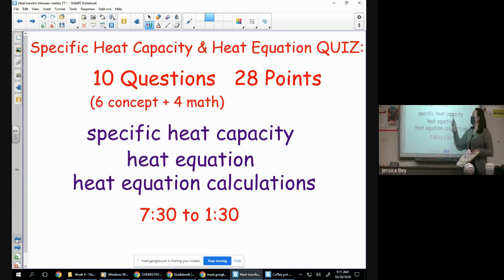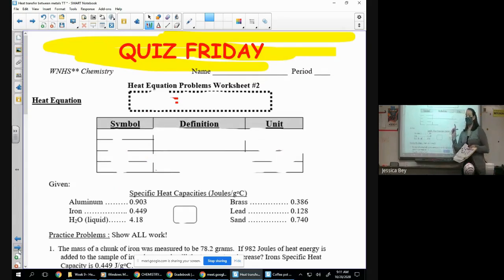I wrote it yesterday. It's 10 questions. 6 of them are concept questions and 4 of them are math. So we're going to concentrate on the math today. So you have to know what specific heat capacity is. You have to know the heat equation, the variables, all that kind of good stuff. And then you will have 4 calculations, okay? So I want to give a little bit of time today to make sure we can all do the calculations portion because I think we've been going over everything else.